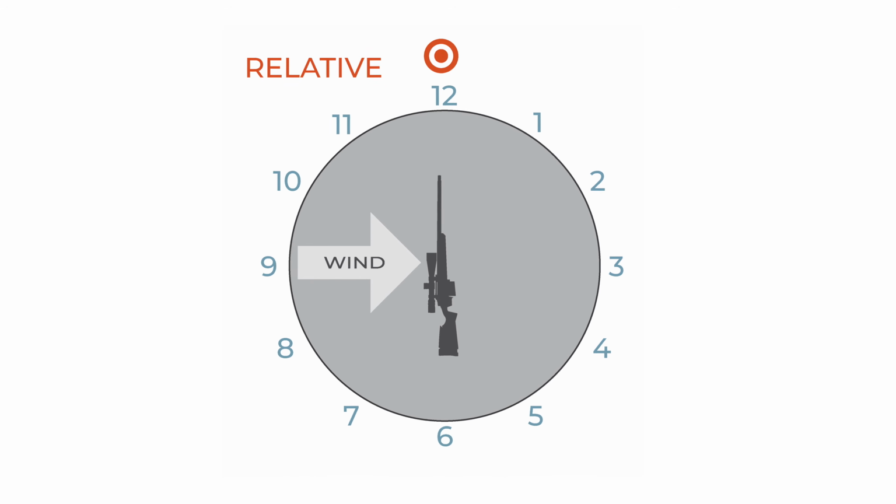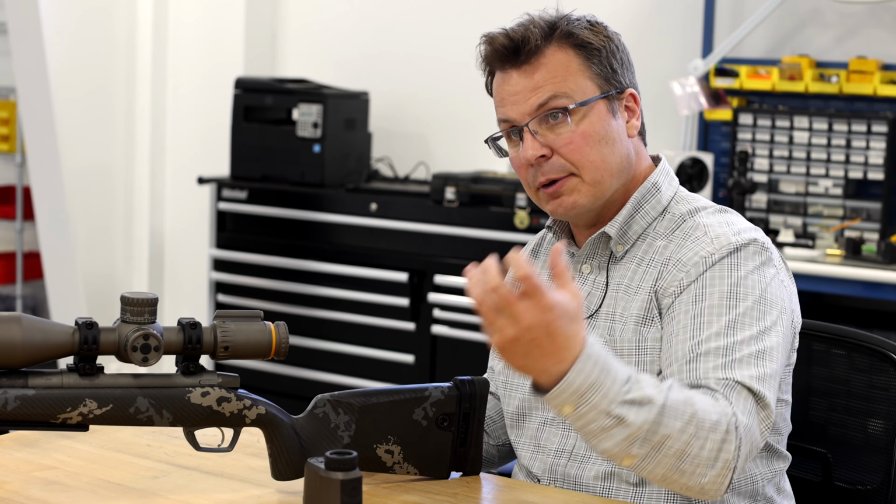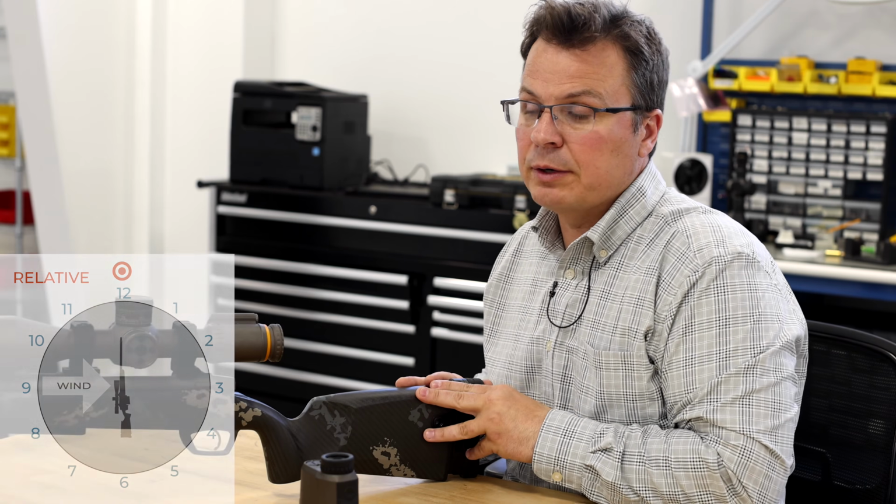So any clock position can define that wind direction, and that's where the wind's coming from. So left wind, so that's left to right wind, that's coming from 9 o'clock. So that's the shooter relative wind position system.